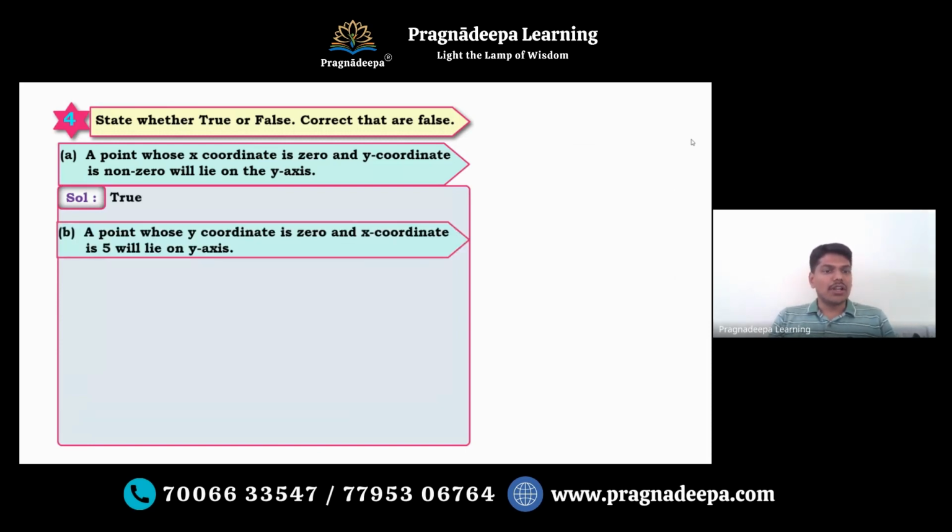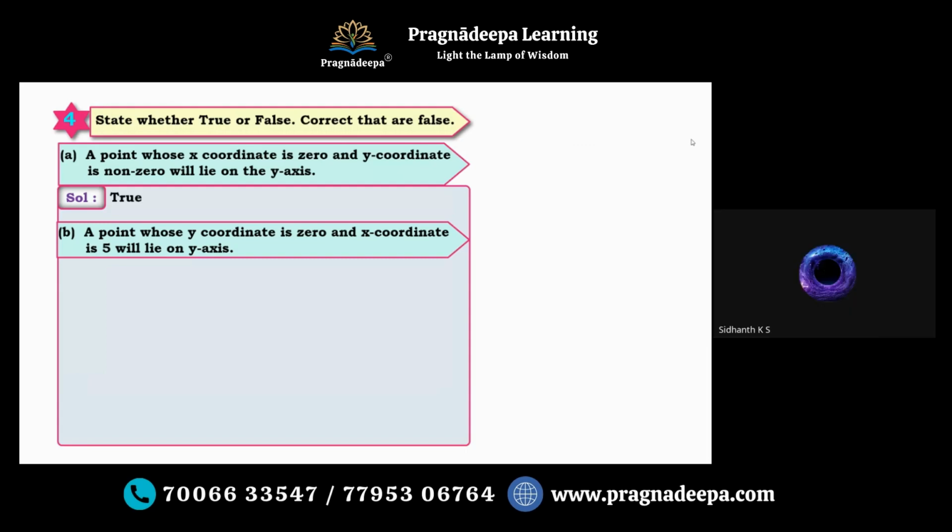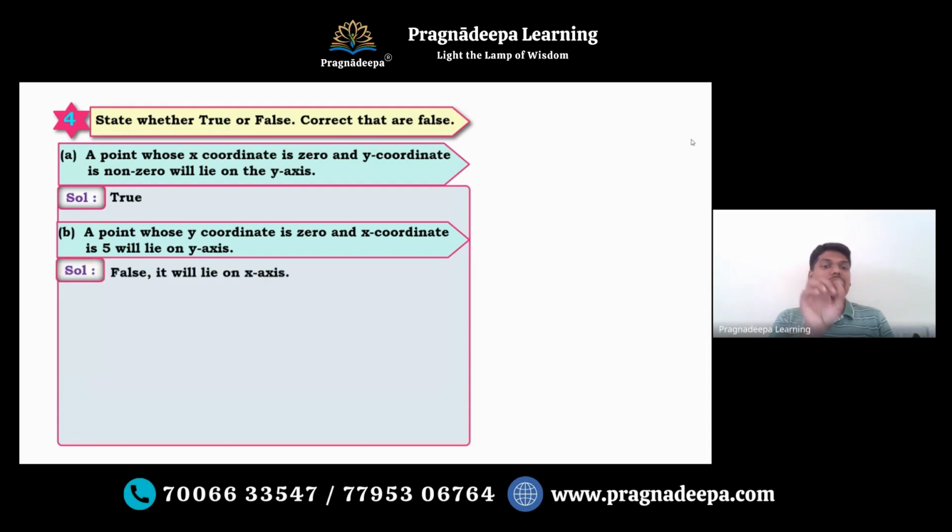What is the second sub question? A point whose y coordinate is 0 and x coordinate is non-zero will lie on the y-axis. No, sir. It lies on the x-axis. Perfect. It's a false statement. It will lie on the x-axis. See, this is what I said in the first question, right? Any point on the x-axis is of the form a comma 0.